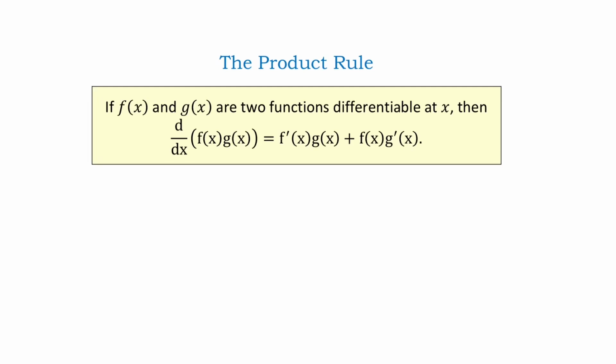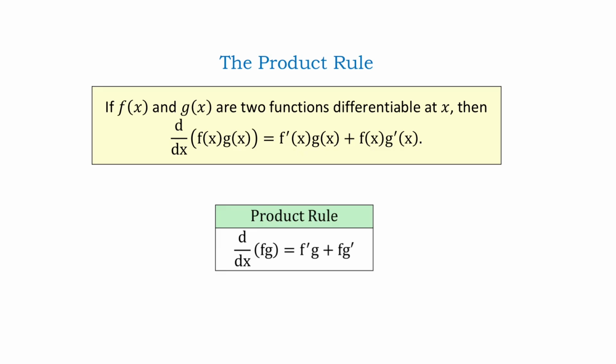Hello. The product rule allows us to take the derivative of a function that is a product of two other functions. So if the functions are f of x and g of x, then the derivative of the product of f of x and g of x equals the derivative of f of x times g of x plus f of x times the derivative of g of x. And in a more compact way, that is d dx of f times g equals f prime g plus f g prime. Now let's see three examples.